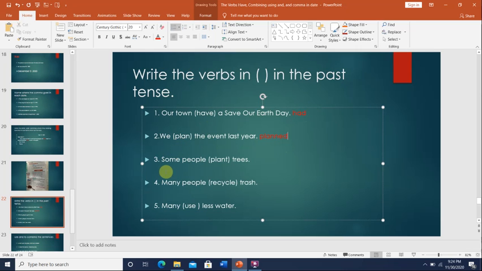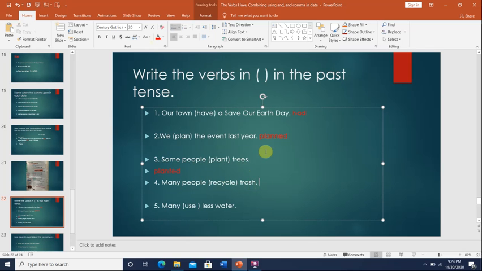Okay, number 3. Some people plant trees. We want to change plant into the past tense. So what do I do? I add ed. I write plant and I add ed. Some people planted trees.